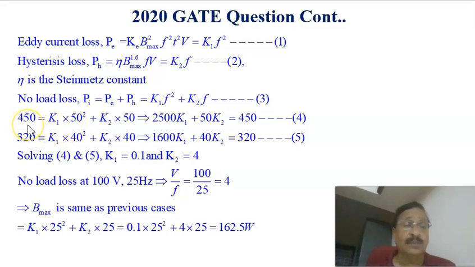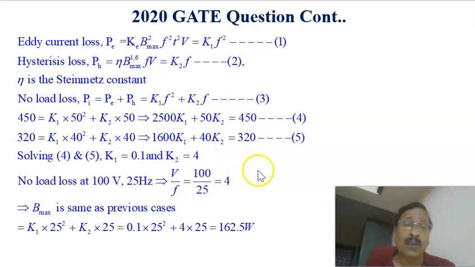Now, coming to the data given in the problem, corresponding to 50 Hz, the loss is equal to 450 watts. So 450 equals K1 into 50 square plus K2 into 50, or 2500 K1 plus 50 K2 equals 450 watts. That's equation 4. The second statement is that corresponding to 40 Hz, the loss is equal to 320 watts. Therefore, K1 into 40 square plus K2 into 40, or 1600 K1 plus 40 K2 equals 320 watts. That's equation 5. Solving equations 4 and 5, the unknowns K1 and K2 can be obtained: K1 equals 0.1 and K2 equals 4.